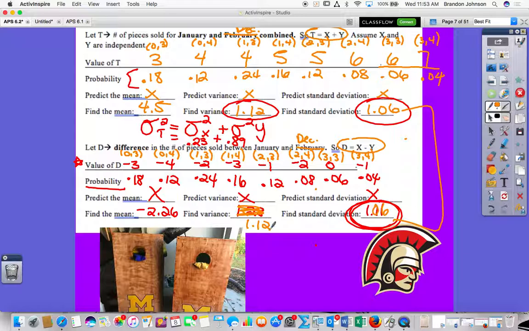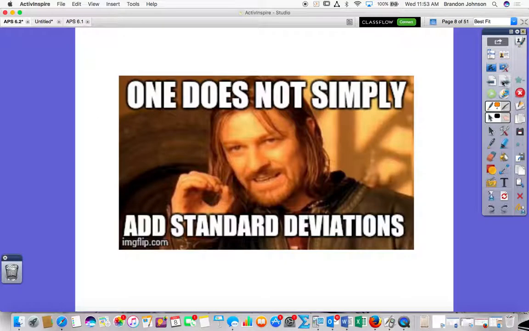But the standard deviation, we still take the standard deviation, square them, add them together, and take the square root of it, whether we add the two variables or subtract them. Okay? All right, are we good? Does that make sense? All right, we are going to go through it.